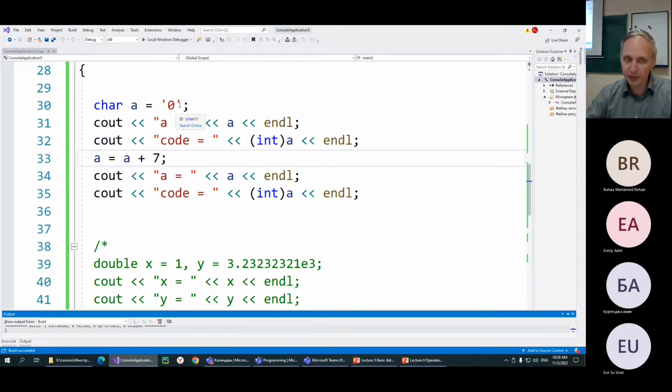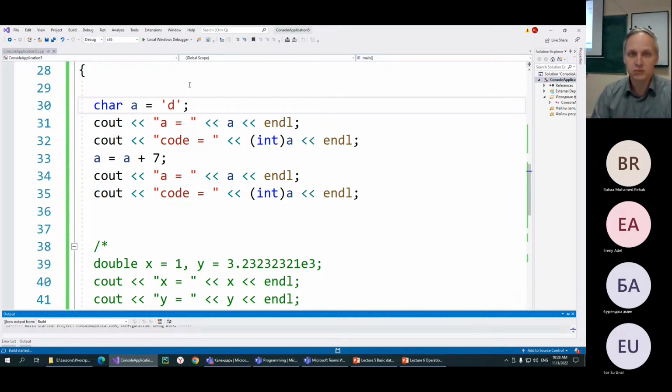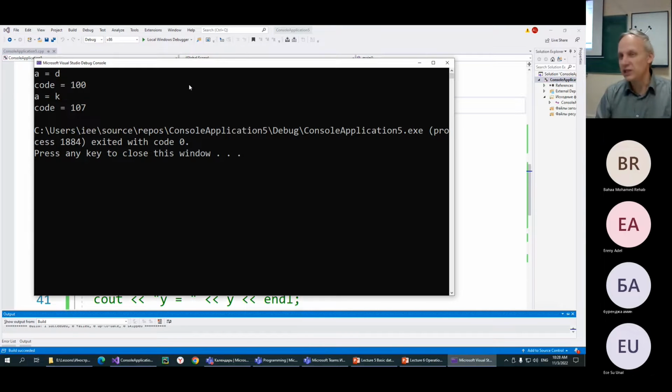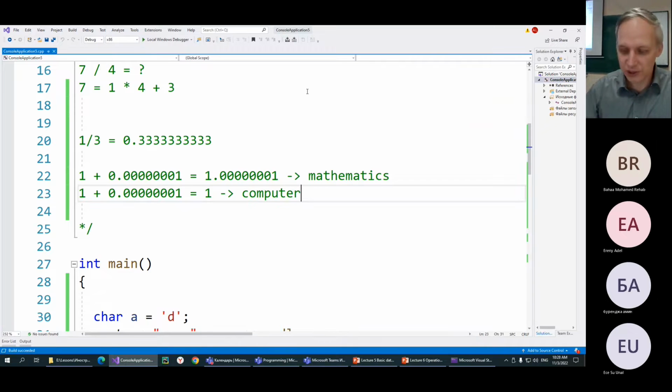The same operation I can apply for any other digit. For example, not a digit, but a simple letter D. A equals to B. And D plus 7 will be K, with the code 100.